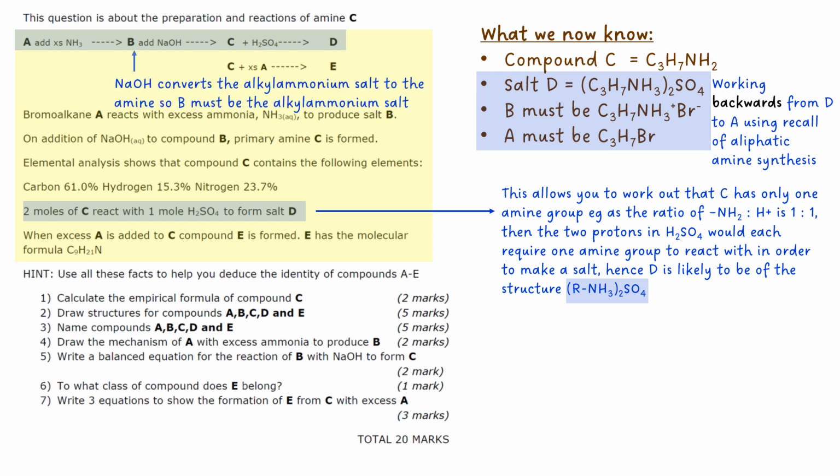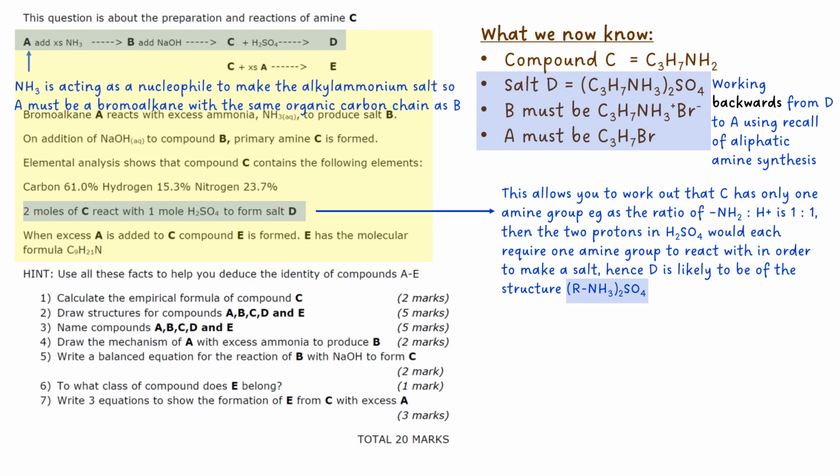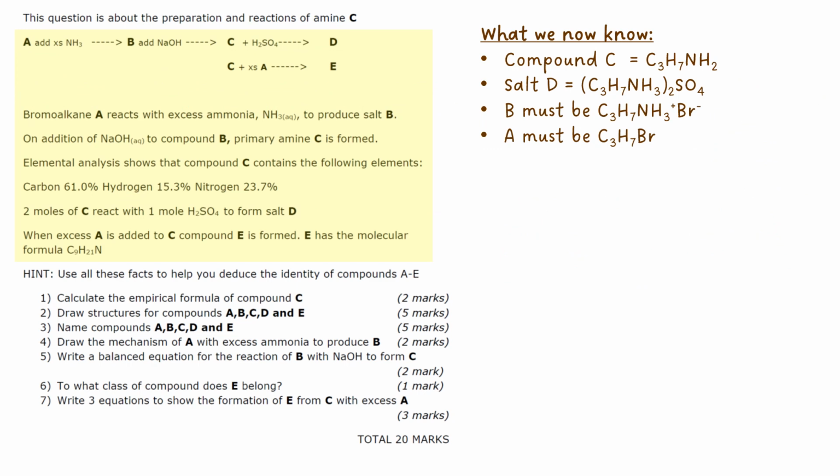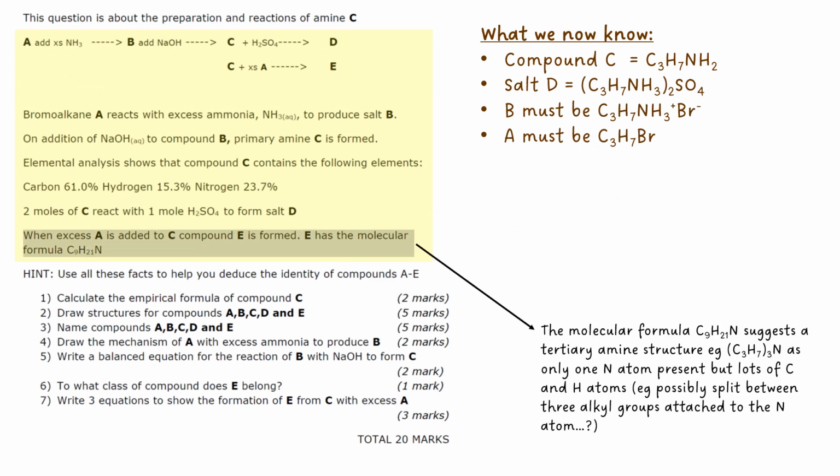Just to recap there, NaOH converts the alkyl ammonium salt to the amine, so B must be the alkyl ammonium salt. And NH3 is acting as a nucleophile to make the alkyl ammonium salt in the first place, so A must be a bromoalkane with the same organic carbon chain as B, in other words C3H7. So let's now tackle what C9H21N might be. We already thought about it possibly being a tertiary amine.